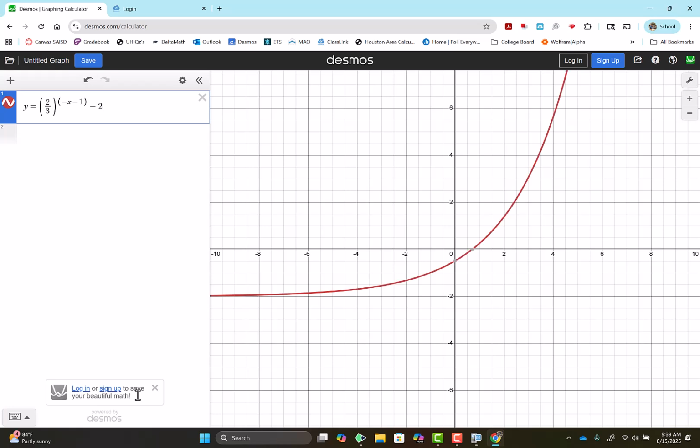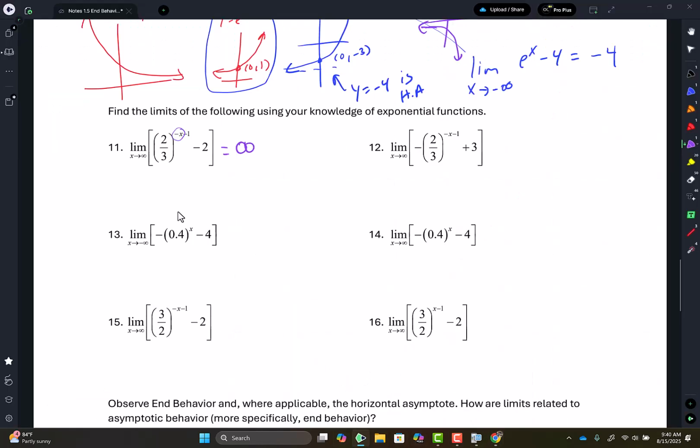Minus 2. There it is. Look what happens. Make sure we understand why, guys. I don't want you to be a robot. Pretend that minus 1 is not there. When we're talking about infinities, we don't care about that minus 1. It's that negative x that we care about. So that negative x is like saying 3/2 to the power x.